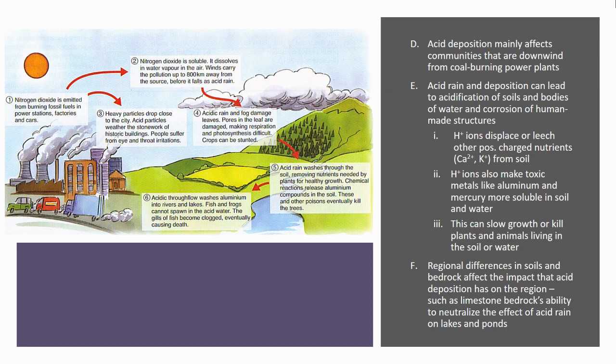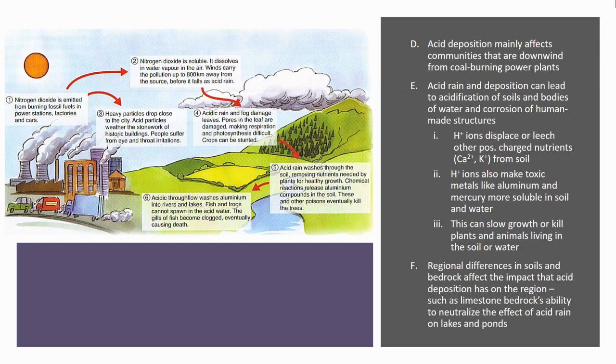Now, hydrogen ions are then going to displace or leach other positively charged nutrients found within the soil. So we know that that's going to affect the productivity and photosynthesis of that given area where that vegetation may be. Hydrogen ions also make toxic metals such as aluminum and mercury far more soluble in soil as well as in water. And lastly, right, we know that it can slow the growth or even kill plants and animals living in the soil or water nearby.